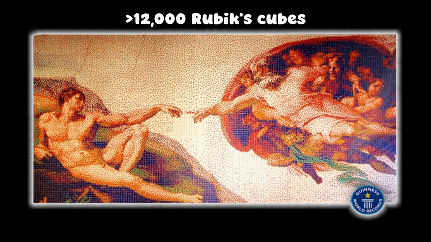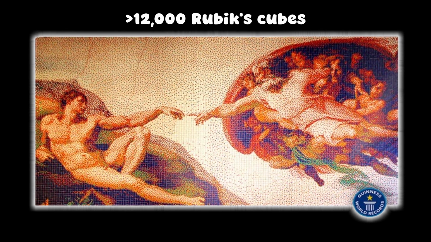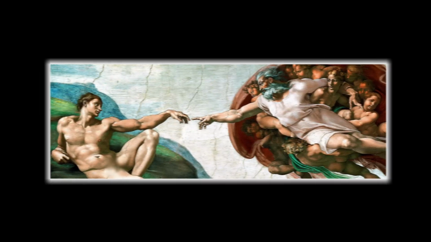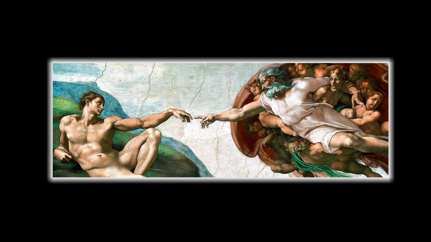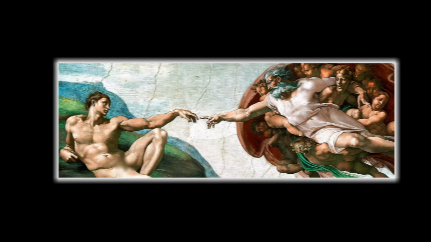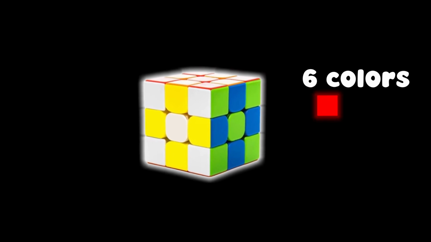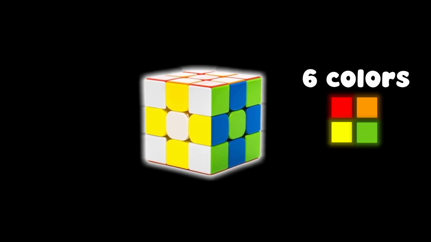This is the world's largest Rubik's Cube mosaic. It has over 12,000 Rubik's Cubes, and compared to Michelangelo's actual The Creation of Adam, the images look super similar. But here's the crazy part, and part of why Rubik's Cube mosaics are so popular today. A Rubik's Cube only has 6 colors: red, orange, yellow, green, blue, and white.